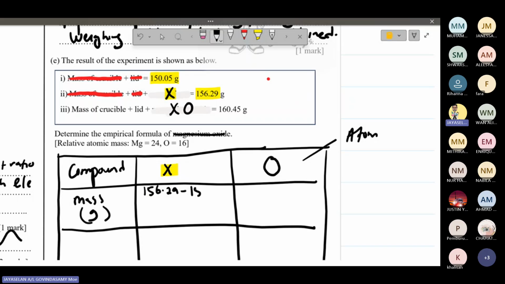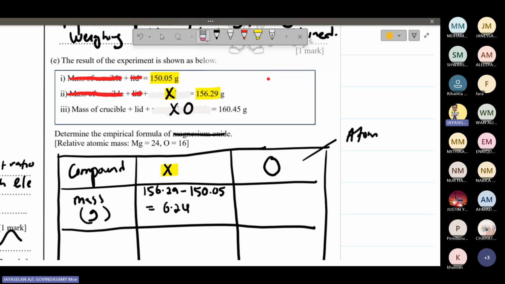So here you put 156.29 minus with 150.05. Calculator answer. You will get what answer? Anyone? Kalau dah buat, tolong bagi tahu. Kena minus 150. 6.24. You guys will get 6.24. Jangan pergi letak unit sini tau. Dalam table mesti letak unit di sini. So, you already score.